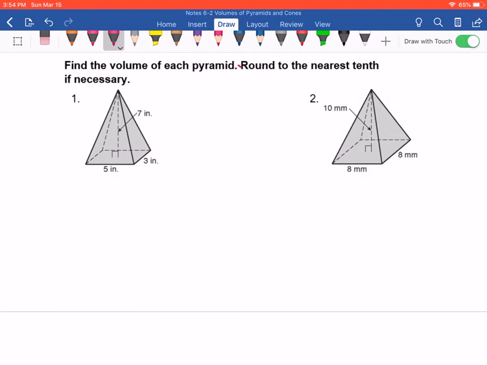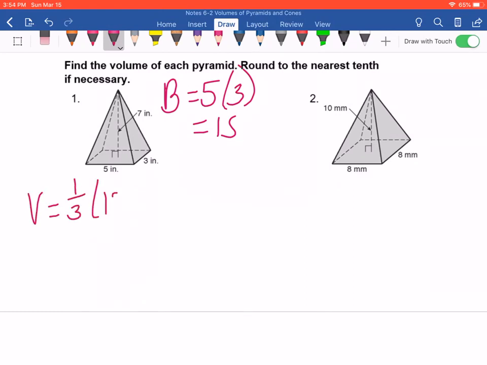Just like lesson 6.1, the first thing that we want to do is consider the area of our base. The area of our base is going to be 5 times 3, which gives us 15 units squared, of course. Our volume is equal to 1/3 the area of the base, which is 15, times the perpendicular height, which is 7. Multiplying these together, what we end up seeing is that our volume is 35 inches cubed because we are dealing in volume.